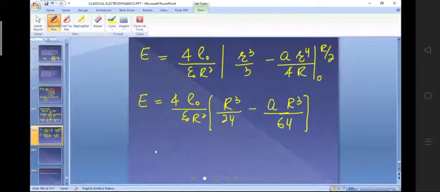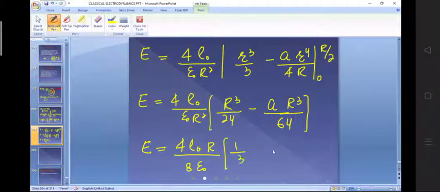Okay, then what I can take common is this. The electrostatic field will finally be equal to 4 rho naught, then r square is going to vanish, so here I will write r divided by, what I can take common here is 8. So I will write 8 epsilon naught, then 1 by 3 minus a divided by 8. Great.